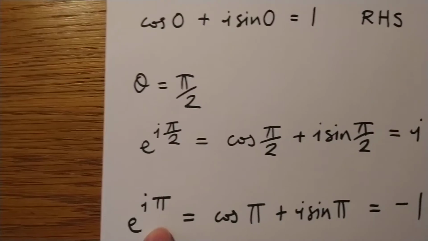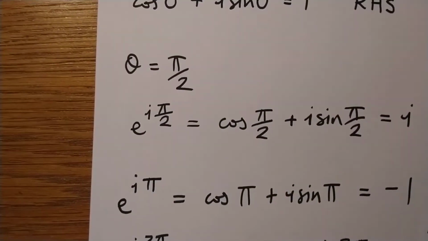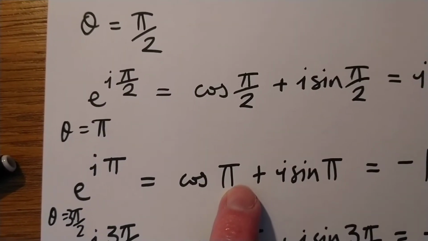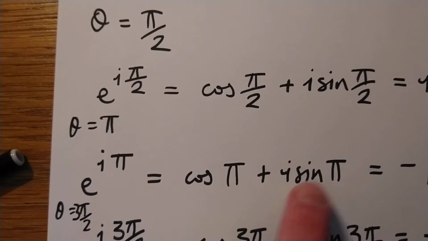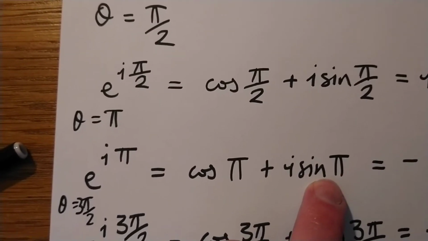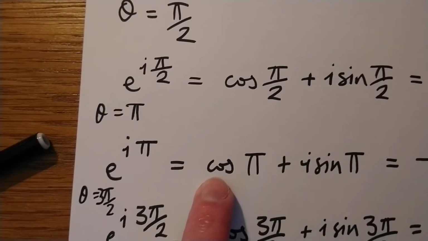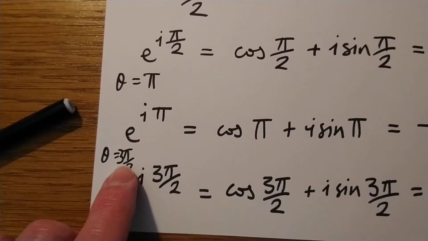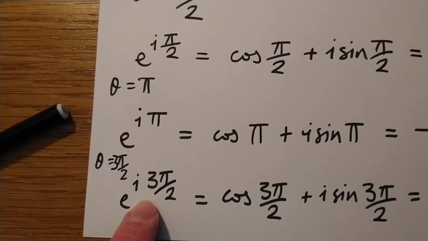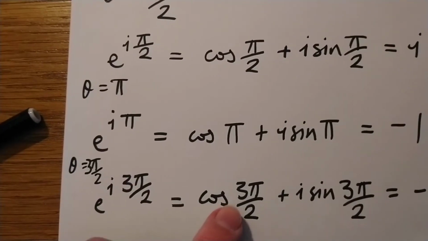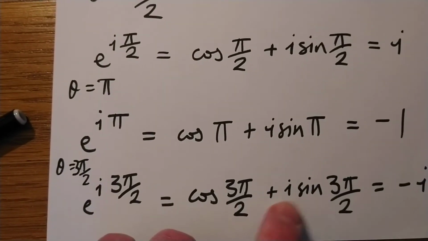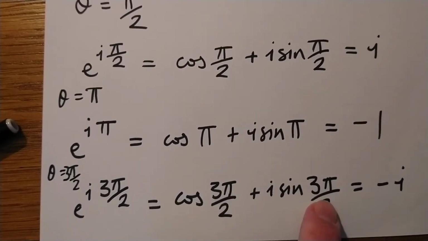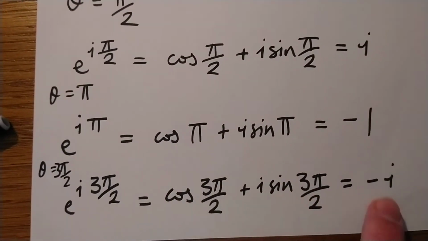Now if we make theta equal to pi, we have e to the i pi is equal to cos pi plus i sine pi. Well, sine pi is 0, so the imaginary part disappears. Cos of pi is negative 1. And one more, if theta is equal to 3 pi over 2, then we have e to the i 3 pi over 2 is cos of 3 pi over 2 plus i sine 3 pi over 2. This one is 0, but this one is equal to negative 1, so we end up with negative i.